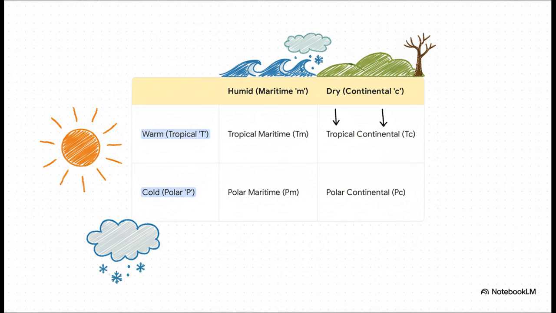Then the second letter, which is always lowercase, tells you about its moisture. M is for maritime, that means it's humid because it formed over water. And C is for continental, meaning it's dry because it formed over land. So if you see PM, what do you think? Polar, maritime, cold, and wet. What about TC? Tropical, continental, warm, and dry. See? It's a super simple but really powerful code.